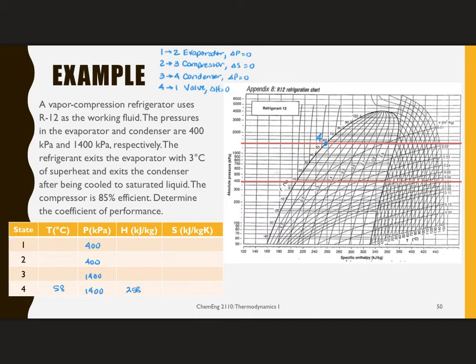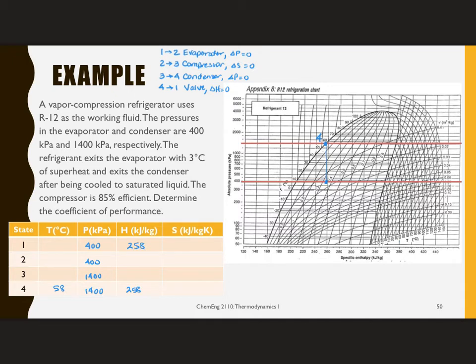Now I am not going to read the entropy, but you could also try and read the entropy off from these lines that are going up this direction. I'm not doing that with this graph. It's not really very good for that calculation. I know that to go from state 4 to state 1 is constant enthalpy. So state 1, therefore, is also going to be 258.